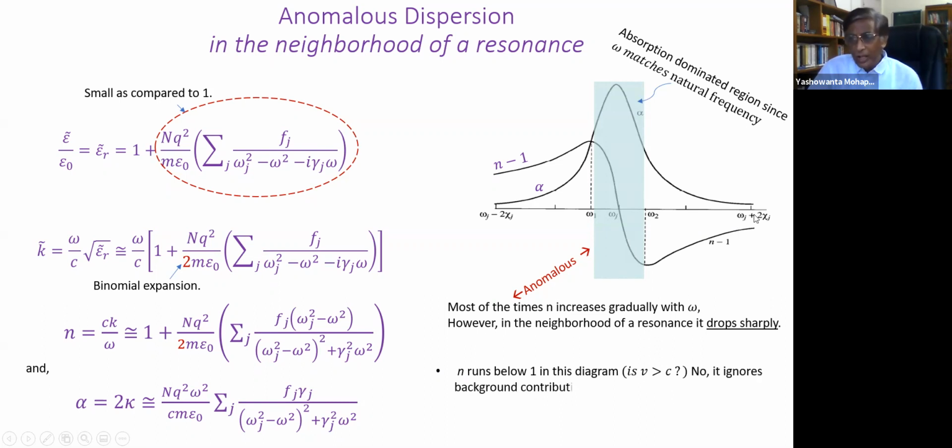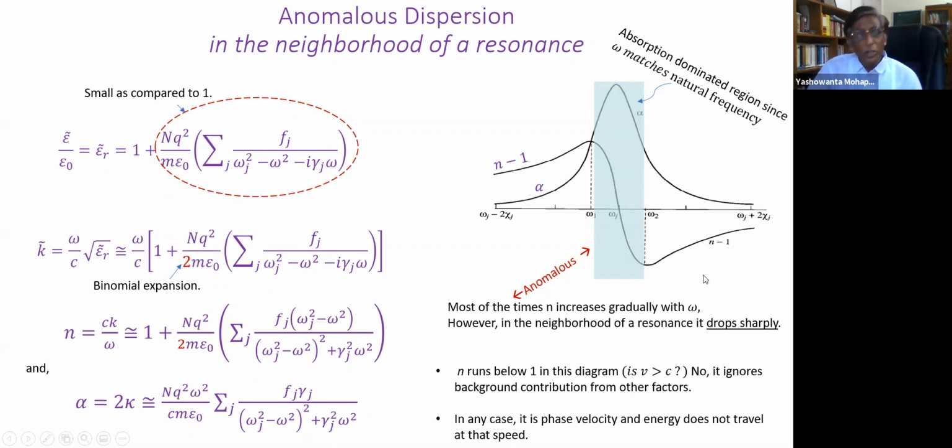So n runs below 1 here, which means, does it mean that the velocity is greater than c? No. It's just an example. I am not taking the background into account. There are, of course, other things which are determining n. In any case, it's a phase velocity and energy doesn't travel at that speed, so that should not bother us.